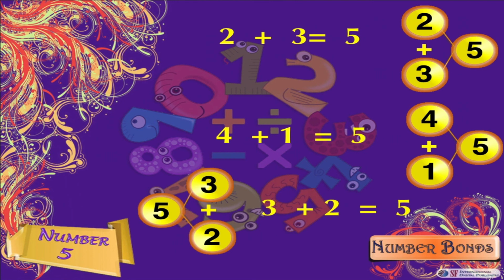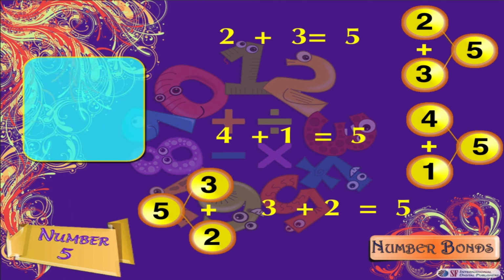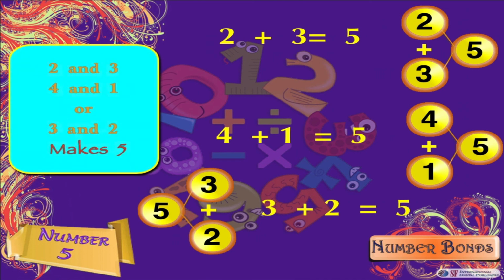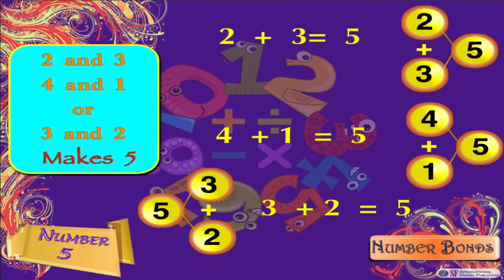You can see the bonds for number 5 are 2 and 3, 4 and 1, or 3 and 2.